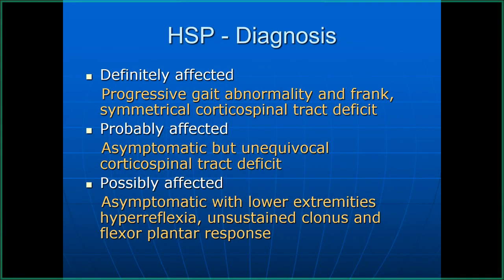And of course, there would be some sort of possibly affected when you have some hyperreflexia. A lot of patients may have hyperreflexia, and medications, SSRIs that are commonly used, can give you hyperreflexia. But really probable and definitely affected would be the criteria of unequivocal spinal cord dysfunction with a corticospinal tract lesion, or rather signs attributed to spinal cord and corticospinal tract dysfunction.